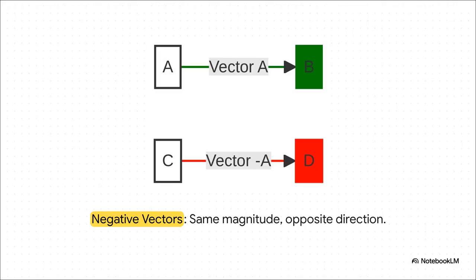Okay, so what if we need to reverse course? Turns out, flipping a vector's direction is literally as easy as slapping a negative sign in front of it. Notice how these arrows are identical in size, meaning they have the exact same magnitude, but that negative vector points in the complete opposite direction.